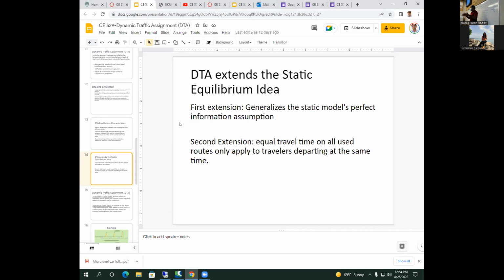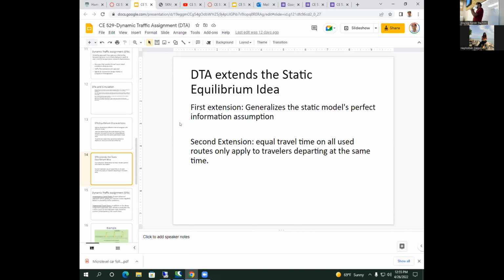Dynamic traffic assignment extends the idea that we have for static equilibrium, and it does it in two ways. First, it generalizes the static model's perfect information assumption, and second, equal travel time on all used routes only applies to travelers departing at the same time. So how does it generalize the perfect information assumption? Because now you start looking at what we call the experienced travel time. And now you do it iteratively. So every run of the model, you know what the experienced travel time is going to be based on the previous runs of the simulation, the previous runs of the model, or previous trips made by the travelers. Whatever it is, that perfect information assumption is now based on experienced travel times. So that's one extension.